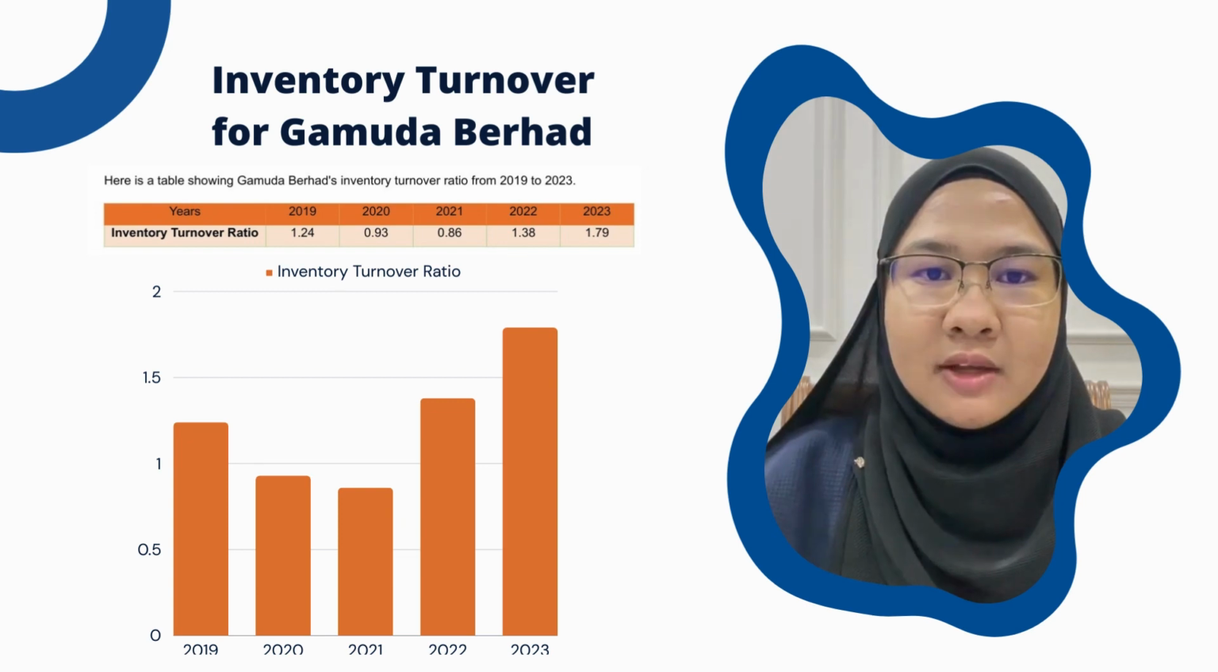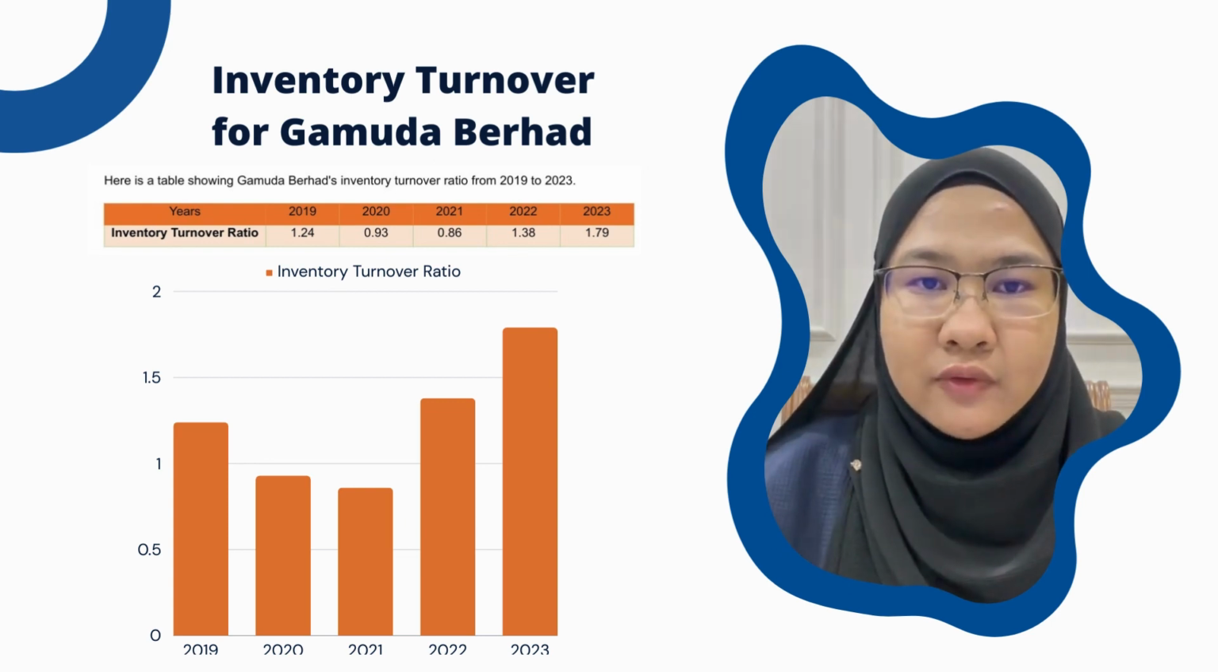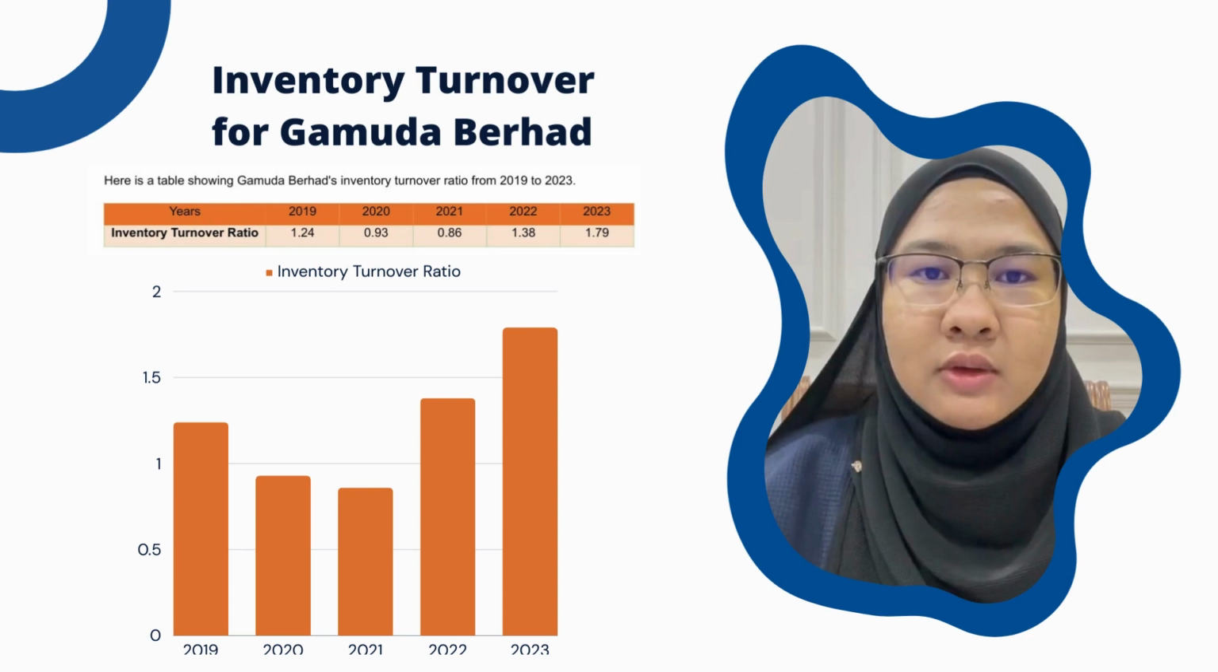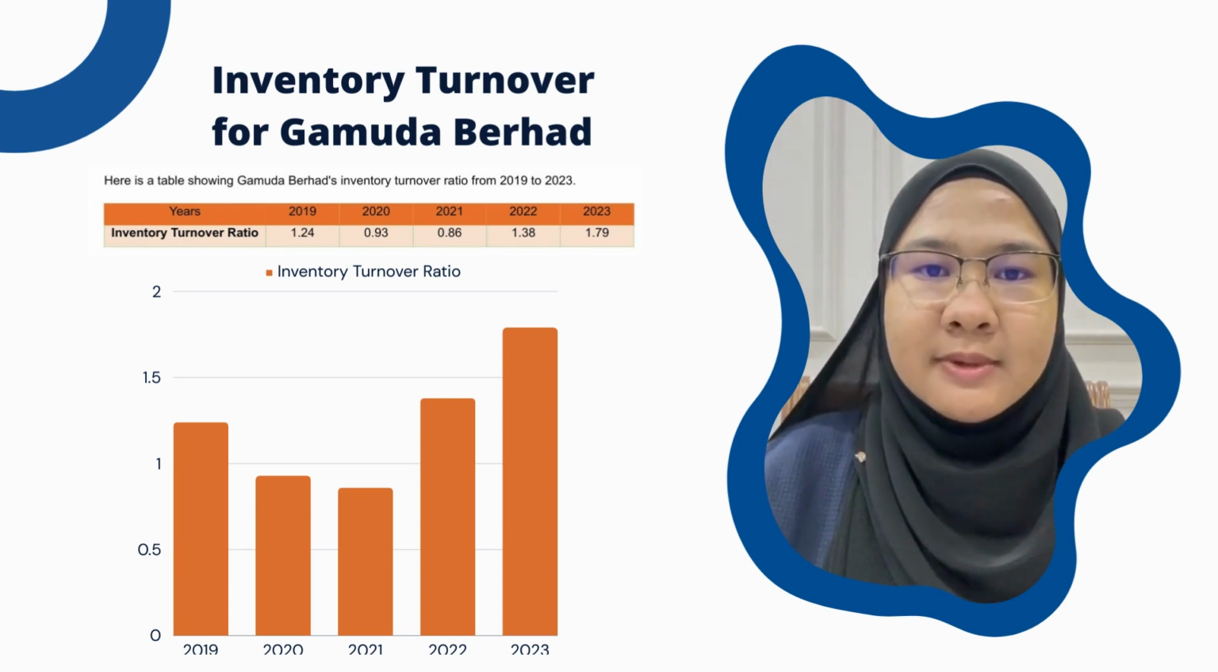Based on the data table and graph, Gamuda Berhad showed a fluctuation over the 5 years. The ratio declined from 2019 until 2021. However, in 2022 and 2023, there was a significant improvement. It showed the company is able to sell and replace its inventory at a faster rate.